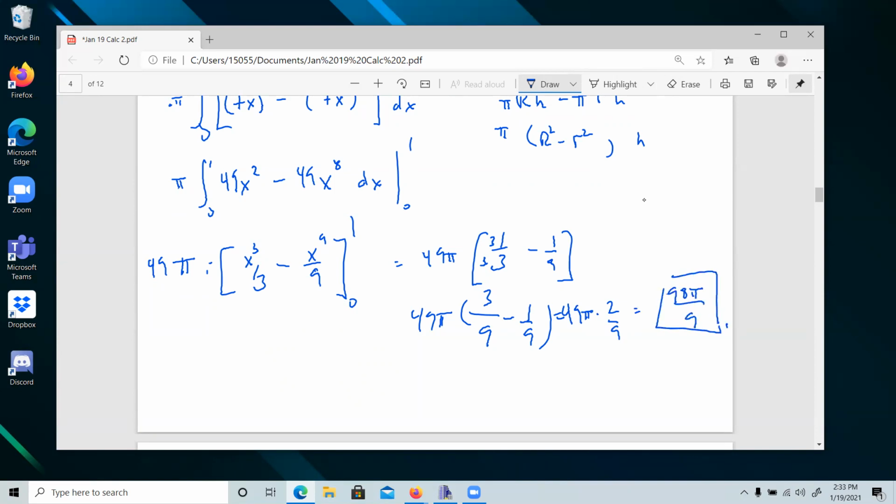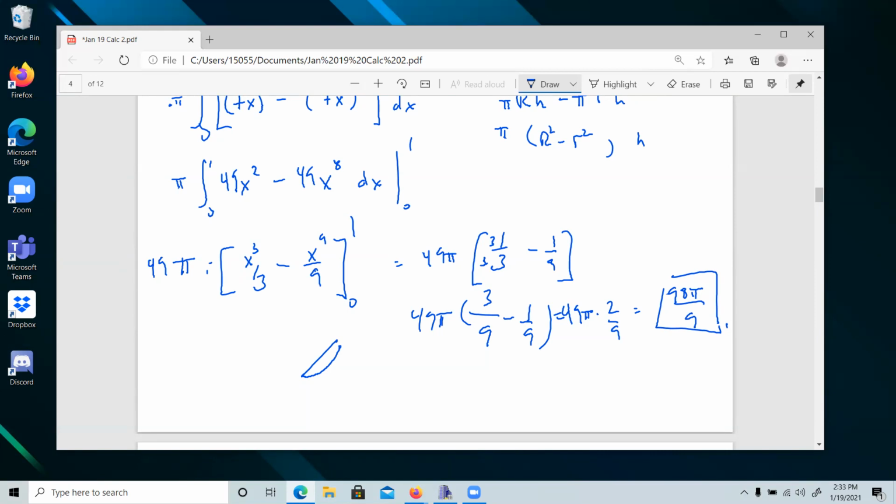And that is the volume of that kind of weird, you know, cone type thing minus the polynomial type thing in the middle. Okay, so that's what you do with those.